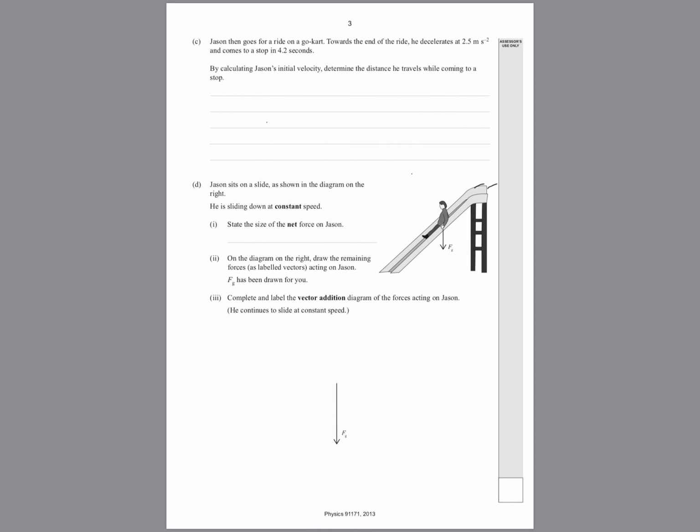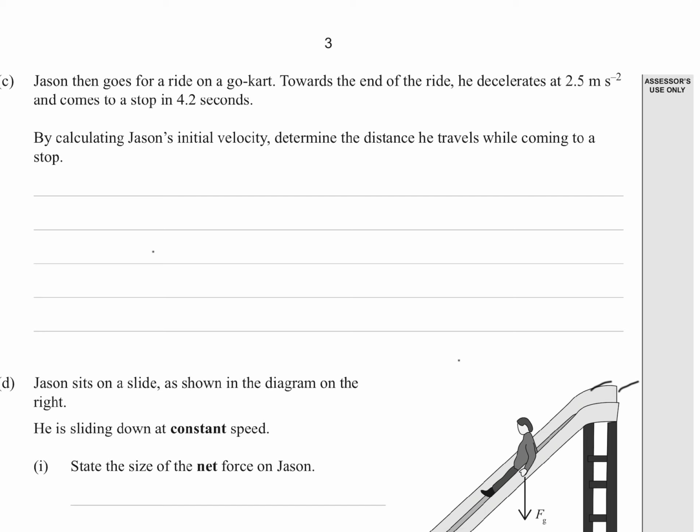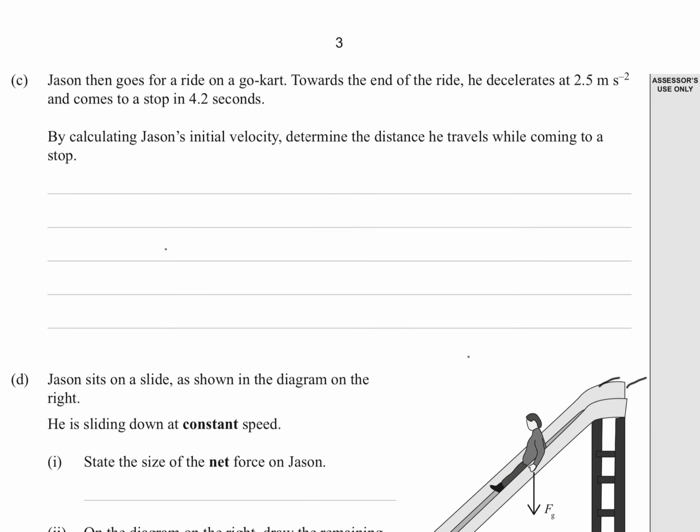Alright, moving along. Jason then goes for a ride on the go-kart. Towards the end of the ride, he decelerates at 2.5 meters per second squared and comes to a stop in 4.2 seconds. By calculating Jason's initial velocity, determine the distance he travels when coming to a stop.